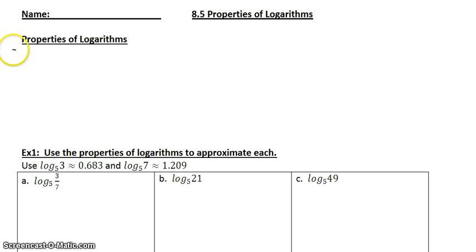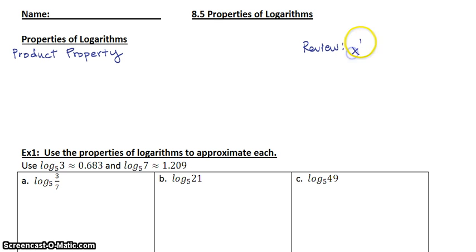The first one is called the product property. And I want to remind you of the product property we had when we were doing exponents. So remember from your past in chapter 7 when I had something like x to the m times x to the n. In chapter 7, remember, we added the exponents.